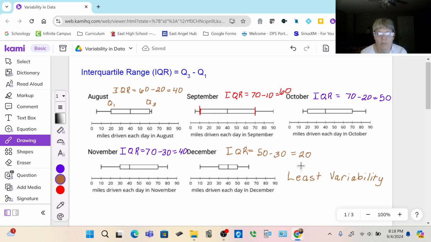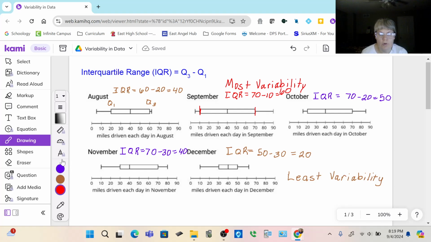Now, the one with the most, if we look at our values, is going to be September because it has the largest interquartile range. So this has the most variability of all of our box plots, or of all of the data for the 5 months. And again, variability is the amount of spread. How far away are the numbers spread away from the measure of center? In the case of a box plot, we're looking at what is that spread in relation to the median.